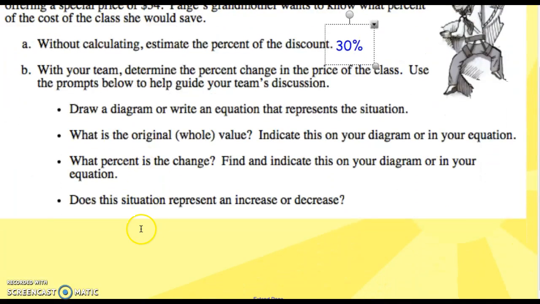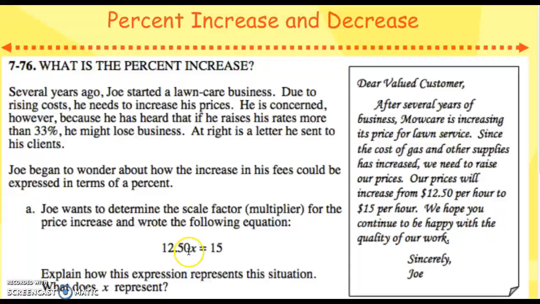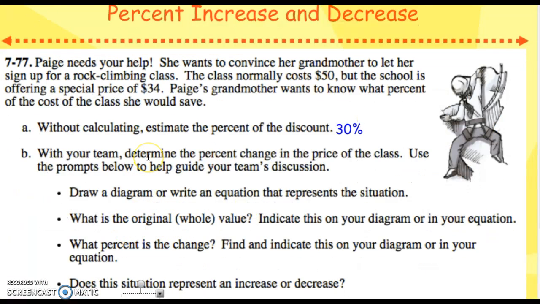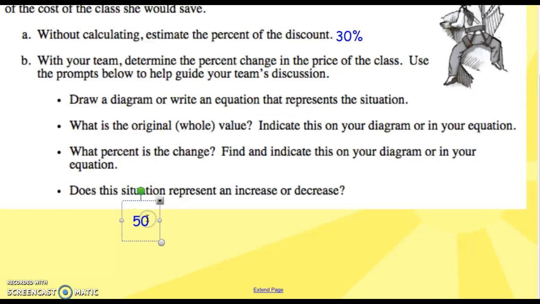So I think I'm going to start with, I have the class originally cost $50. So I'm going to model it like this original one. The original cost times x equals the new cost. So the original cost was $50 times x, and that's going to equal $34. What's the original, the whole value? Indicate this on your diagram or on your equation.